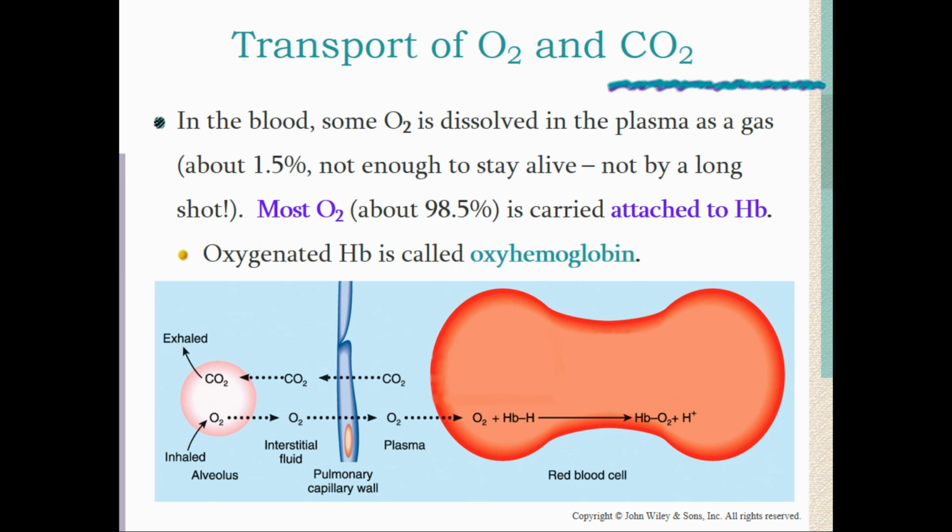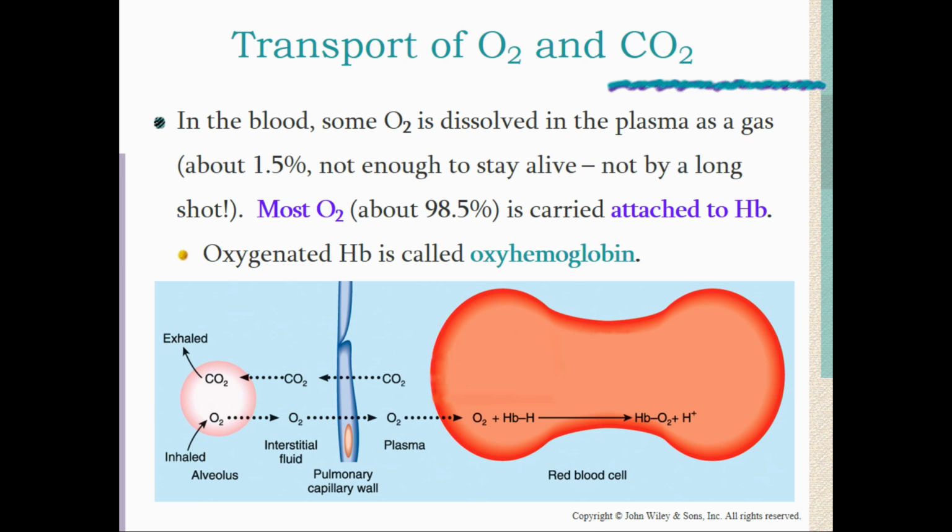Transport of oxygen and CO2. In the blood, some oxygen is dissolved in the plasma as a gas, about 1.5%, not enough for us to stay alive. Not by a long shot is that enough to keep us alive. Most oxygen, about 98.5%, is carried attached to hemoglobin. Oxygenated hemoglobin is called oxyhemoglobin.